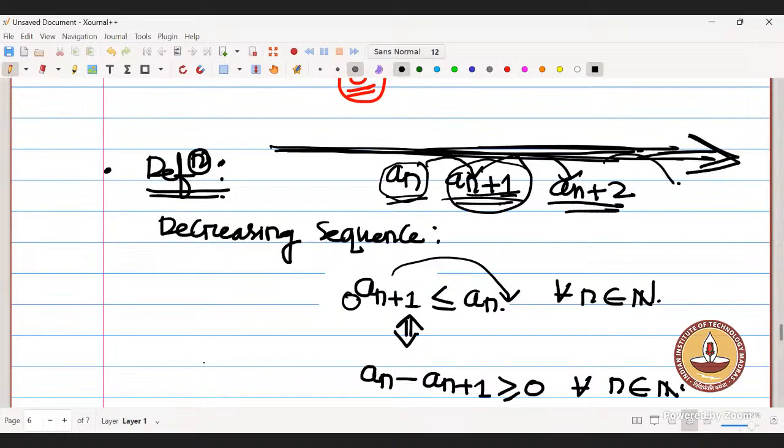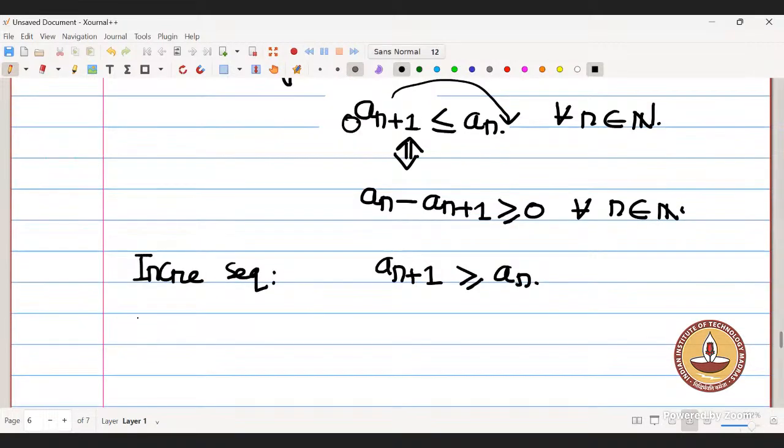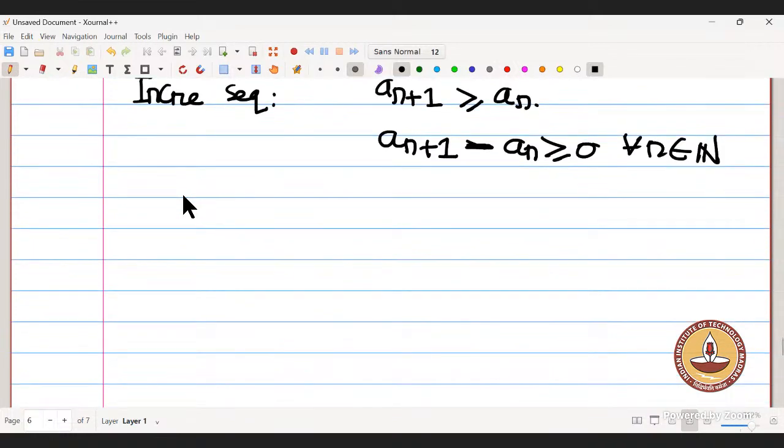And decreasing means it will decrease. You have a_n, then again it decreases. That means this one is less than the previous one, that is, less than or equal. That is the definition of decreasing. Right, sir, understood. So this is a_{n+1} minus a_n greater than or equal to zero. This is an increasing function. Yeah. So okay, what is your option two?